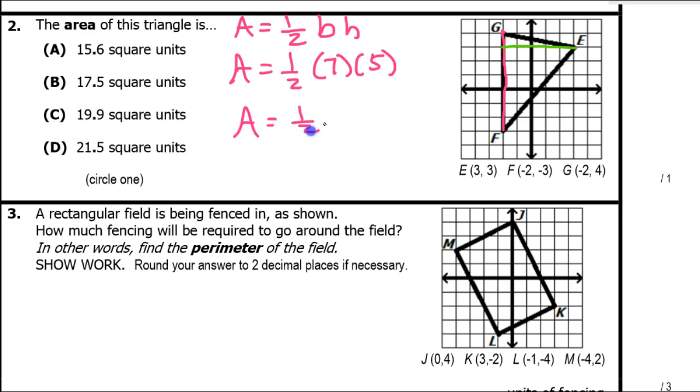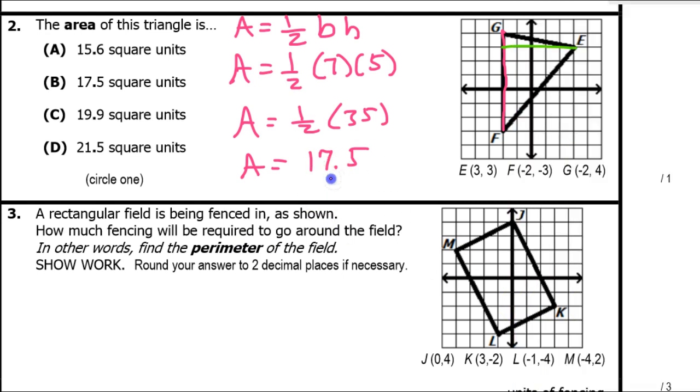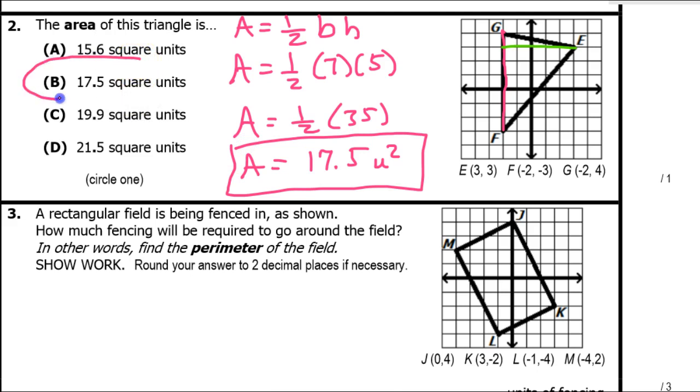So that's going to be 1/2 of 35, which is 17.5, I think. Okay, so the area is 17.5 units squared. So that's going to be option B.